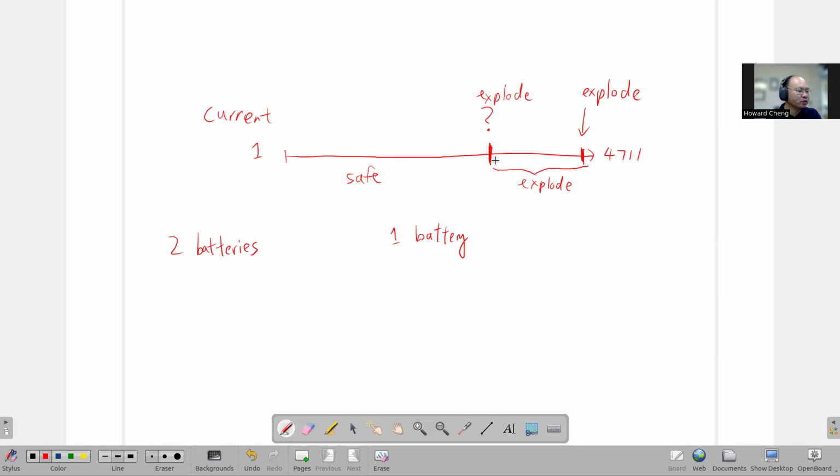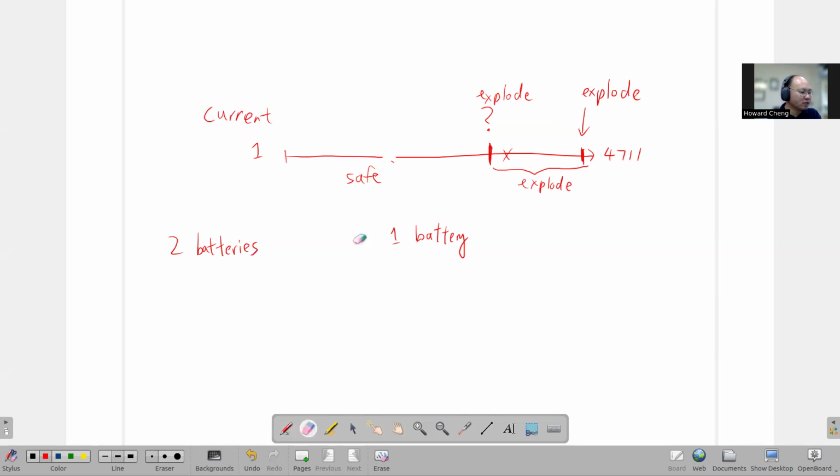Well, if you don't know where this point is, you don't know where this question mark is, so you're going to put some current in and see if it explodes. So maybe you put it here, or let's say you put it here, and it's safe. If you know it's safe, it hasn't exploded, then you know that the answer is above you, so you can try something bigger.